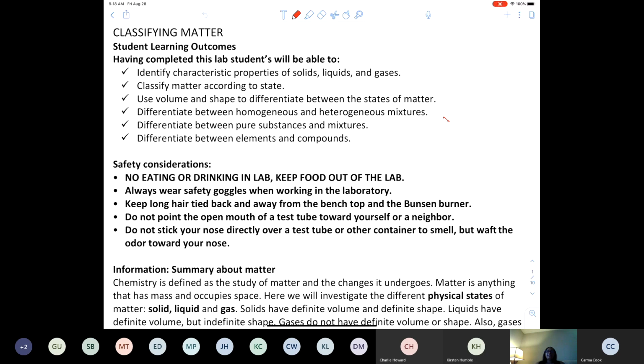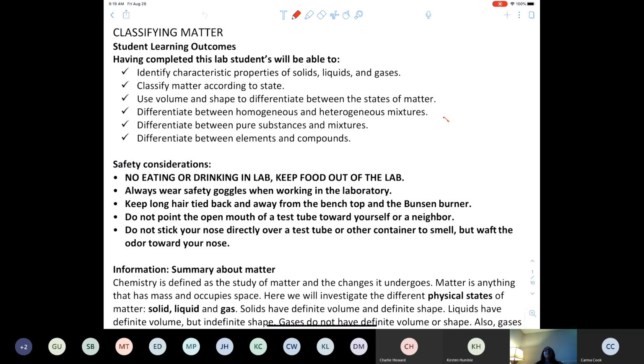And so one thing that's important, in addition to being able to recognize what state of matter a substance is in, you also need to be able to categorize matter as either being a pure substance or a mixture. And if it's a mixture, being able to determine whether it's homogeneous or heterogeneous. If it's a pure substance, you need to be able to distinguish whether or not it's an element or a compound. So elements and compounds are the two types of pure substances.